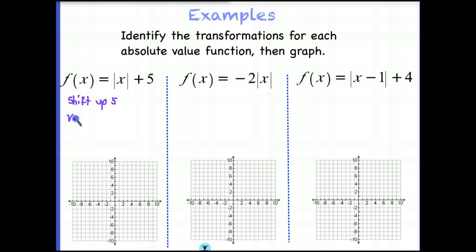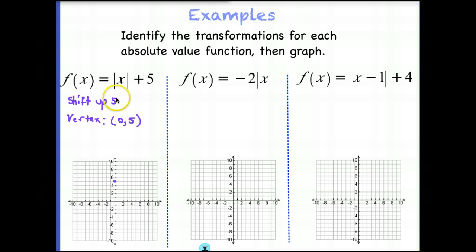And then I will always identify my vertex. In this example, I did not shift left or right, so my vertex starts at 0, but I did shift up 5, so I have a 5 in here. Whatever's inside the absolute value will tell me the x value of my vertex, and since there is no number in there, it stays at 0. So I'll go ahead and put my vertex here at 0, 5, and then I'll show you how to graph easily the rest without having to do a table.